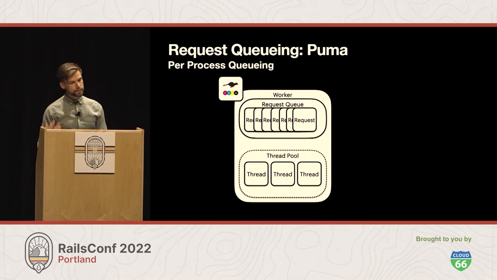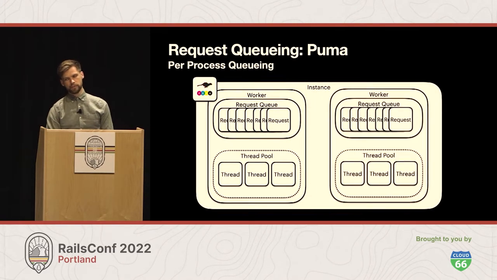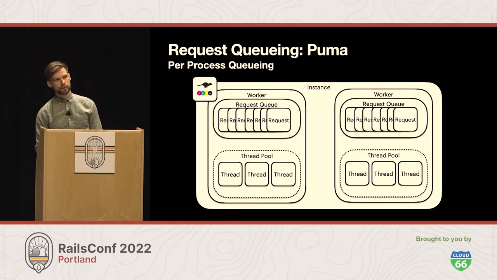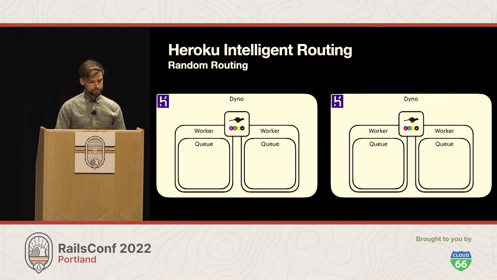So you want to make sure that in this scenario, if you can afford it with your memory footprint, you actually have 2 worker processes, which gives you 2 queues for your requests to be routed to. And that gives you a little more parallelism and the ability for your threads to operate on a request so that your users don't have to wait.